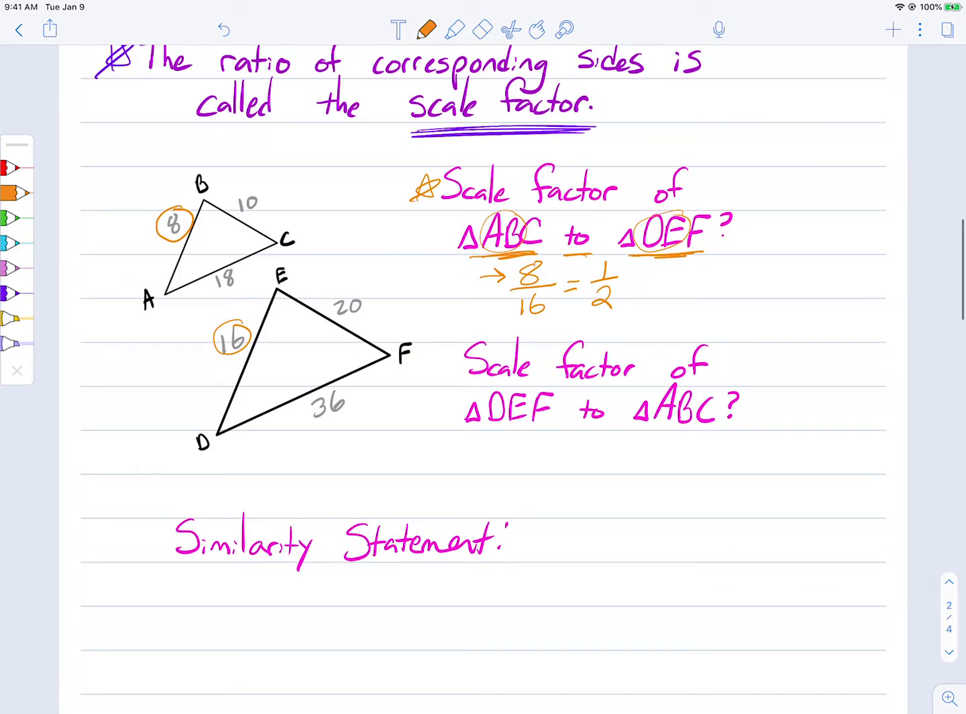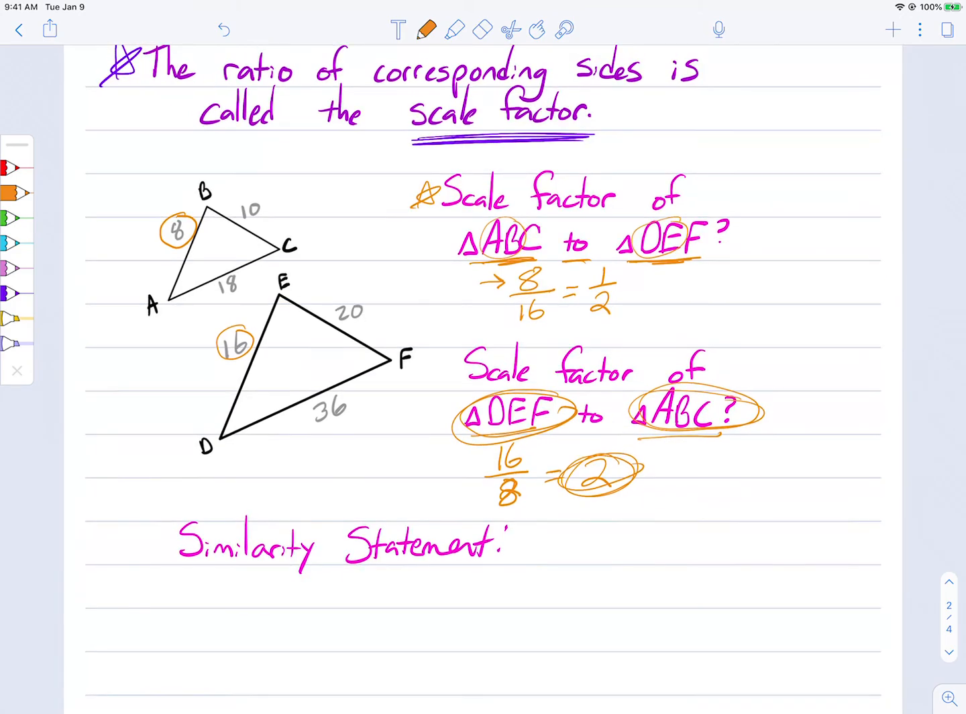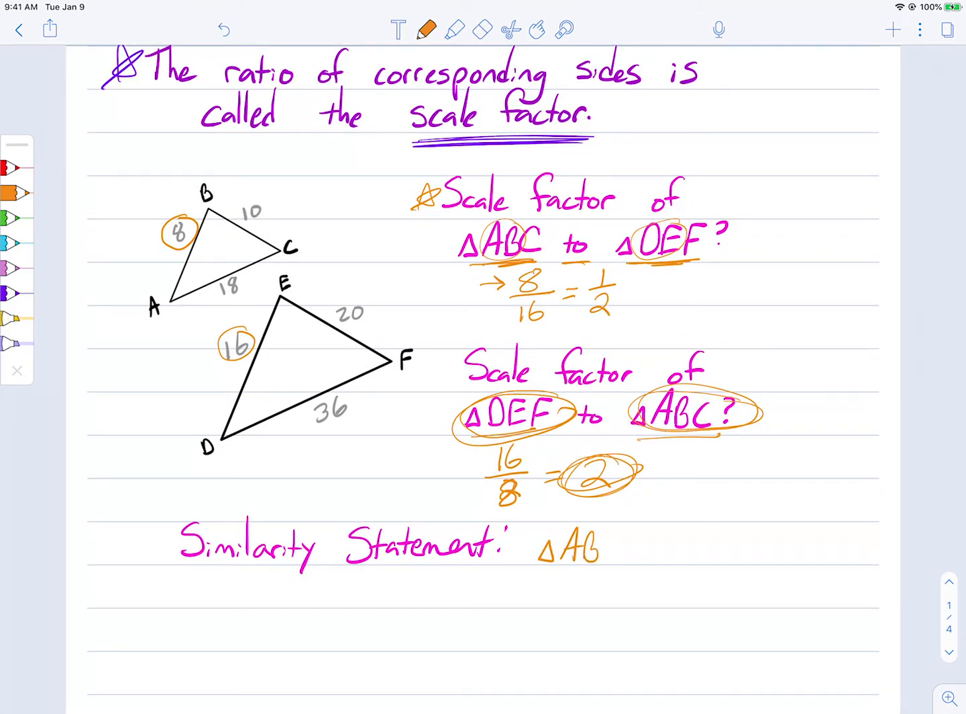Now if I went the other way, and I was trying to find the scale factor of DEF to triangle ABC, using those same sides, that would be 16 to 8, which is 2, because DEF is twice as large as ABC. Now a similarity statement that you could write is triangle ABC is similar to triangle DEF. And if you just double check all of the sides, 10 times 2 is 20, and 18 times 2 is 36. So all of the sides do match up.